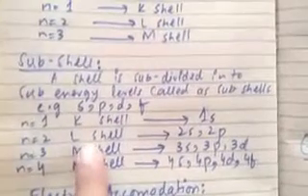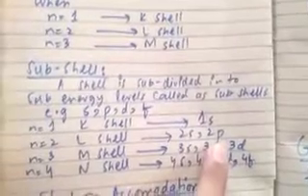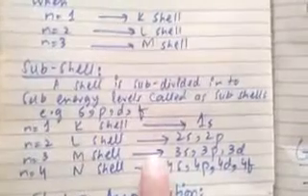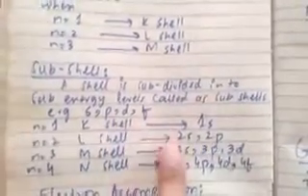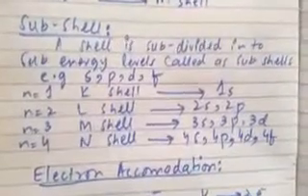When n is equal to 1, it is K shell. It has one subshell, that is 1s. When n is equal to 2, it is L shell, and the subshells are 2s and 2p. When n is equal to 3, it is M shell, and the subshells are three different subshells: 3s, 3p, and 3d. When n is equal to 4, it is N shell, and it has four different subshells: 4s, 4p, 4d, and 4f. So this is our subshell.